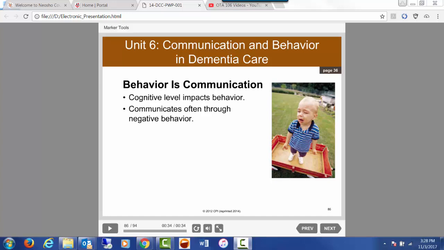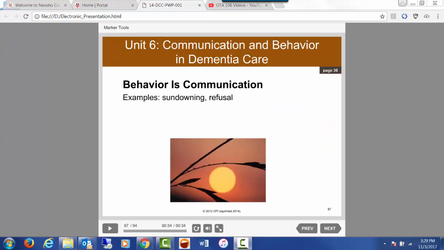A loss of cognitive ability has an impact on behavior. People with dementia often communicate through negative behaviors. Dementia often causes people to act unpredictably. It is important to recognize behavior as communication and to look for the trigger behind the behavior. Some examples of communication through behavior would be sundowning or resistance to care.